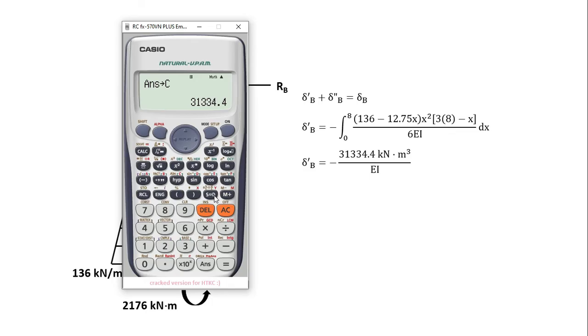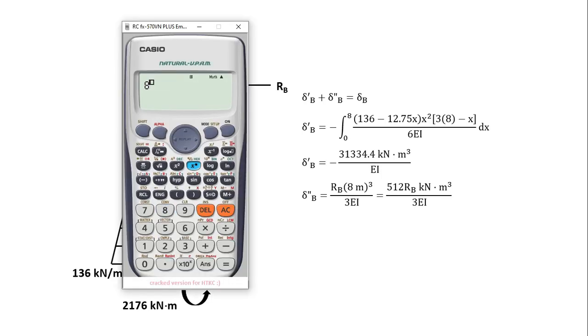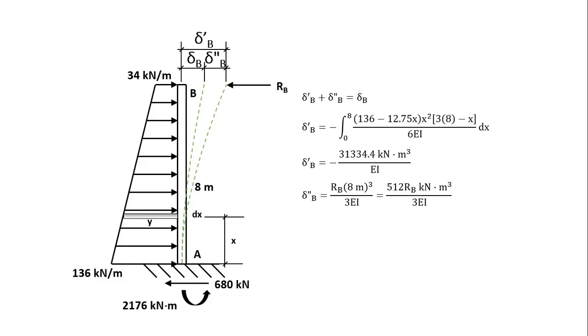Yes, it's the same. So next, let's go to delta double prime B. So like earlier, we have RB times 8 meters cubed over 3 EI. How much is this? We have 8 cubed divided by 3. That is 512 over 3. So times RB. That is its value, right? And take note that delta B is not 0. This one is negative 35 mm as explained a while ago, because it is to the right of the original position.